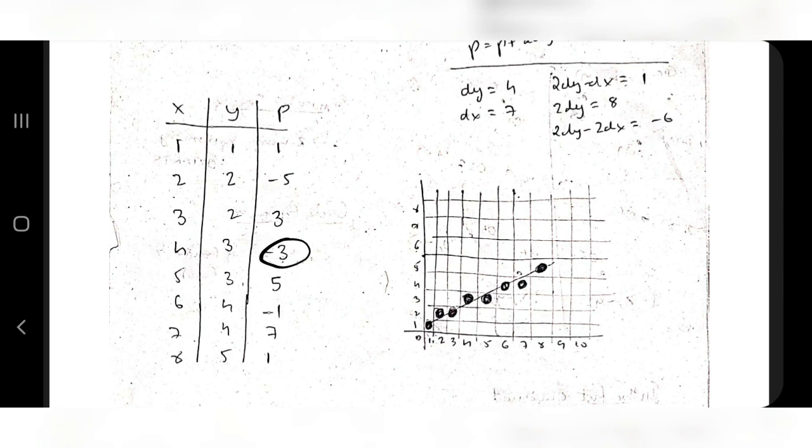Minus 3 is less than 0, so add 8 to it, it will be 5. And minus 3 is less than 0, so increment only the x value, y will remain the same. And it's greater than 0 here, add minus 6, it will become minus 1. And since it was greater than 0, add both values, like 5 will become 6 and 3 will become 4. And the same thing goes on till the end where you get 8,5.